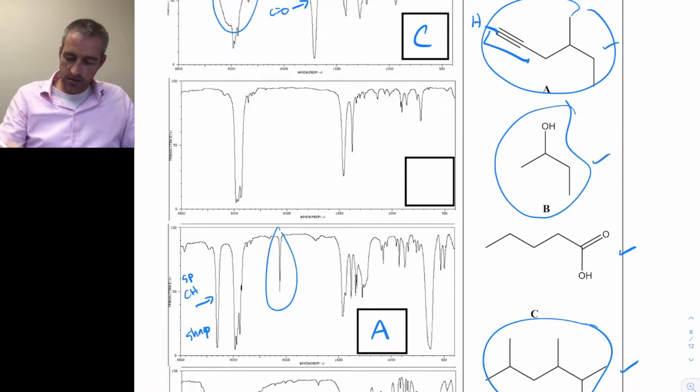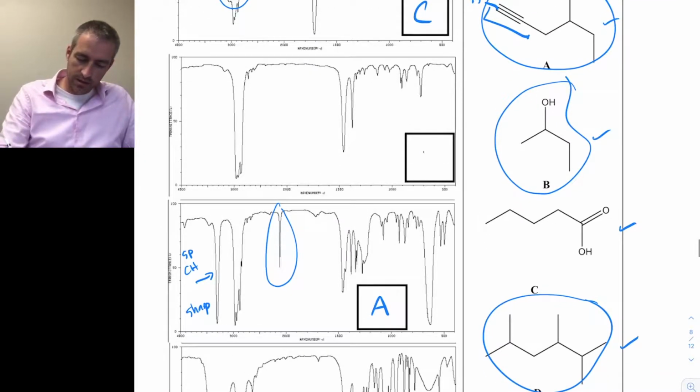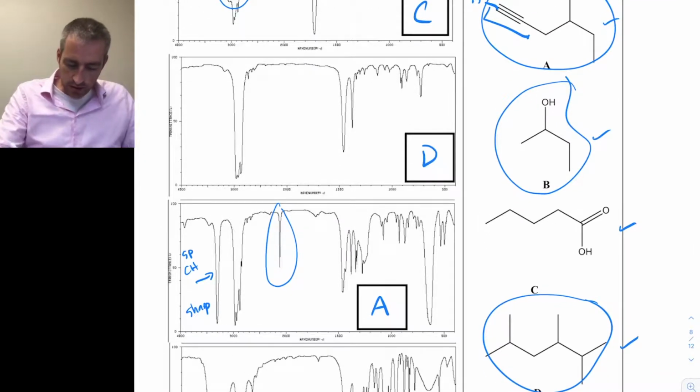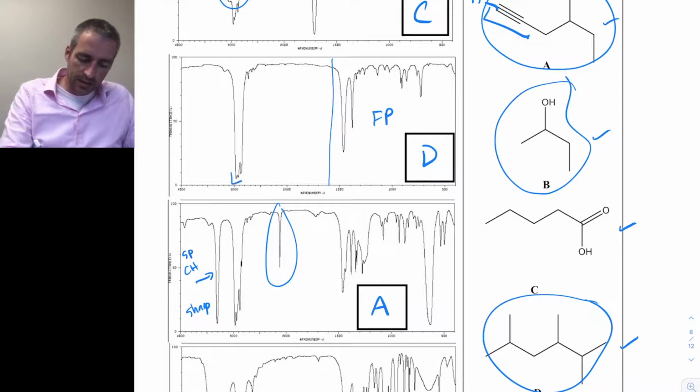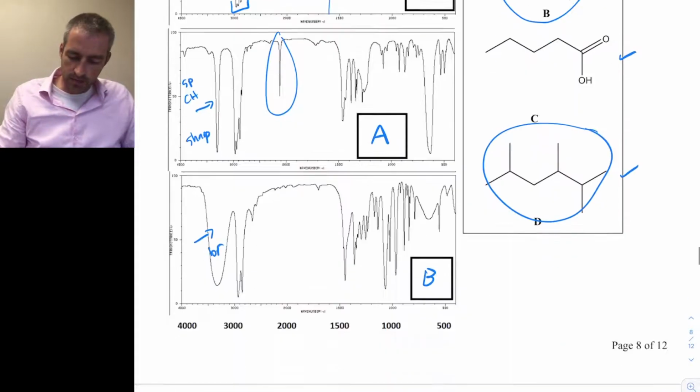And by default, this one is D. But there's not all that much going on here anyway. You know, we can draw a vertical line at 1600. This is all fingerprint. We basically see nothing here except for sp3 carbon hydrogen stretches. All in all, not too exciting.